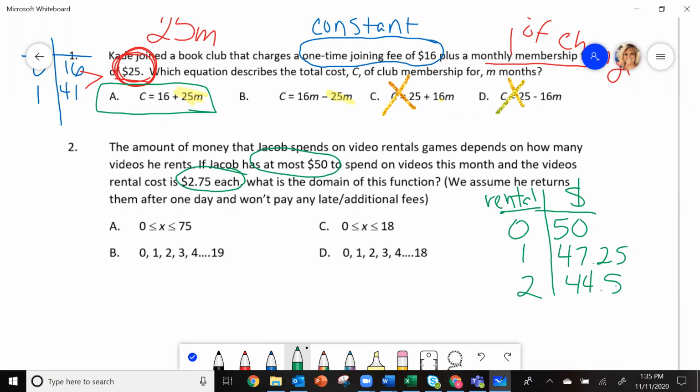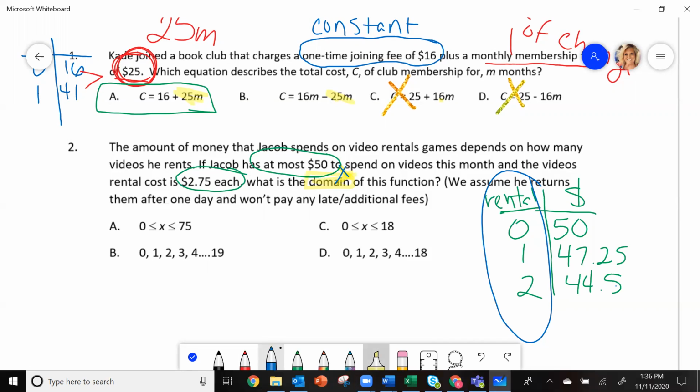Now it wants to know the domain. That's what it says right here, domain. Hopefully you remember domain means x. I need to change to blue, I keep trying to write in yellow. So my domain is going to be these numbers right here. It starts at 0, but it's going to go up to some number. I just don't know what, when I run out of money.